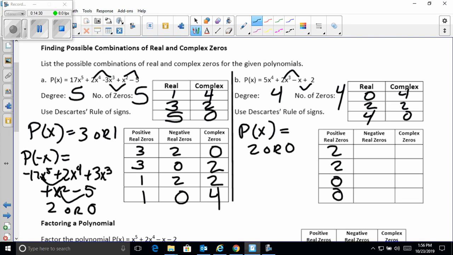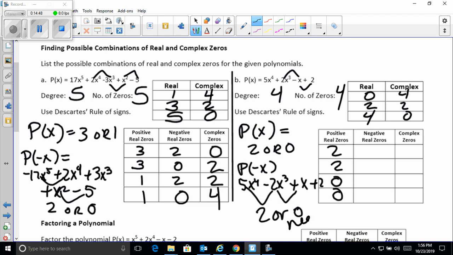Now let's look at the negative. If I plug in a negative x, I get 5x to the 4th minus 2x to the 3rd plus x plus 2. So I have 1, 2 sign changes, which means I have 2 or 0 negative. Those are my positives. So I could have 2 and 2, 2 and 0. I could have 0 and 2, 0 and 0.